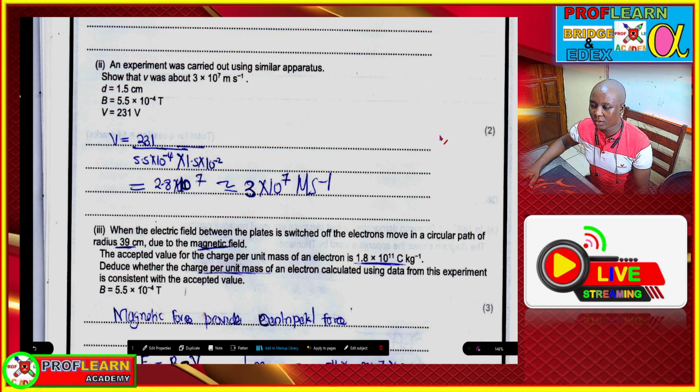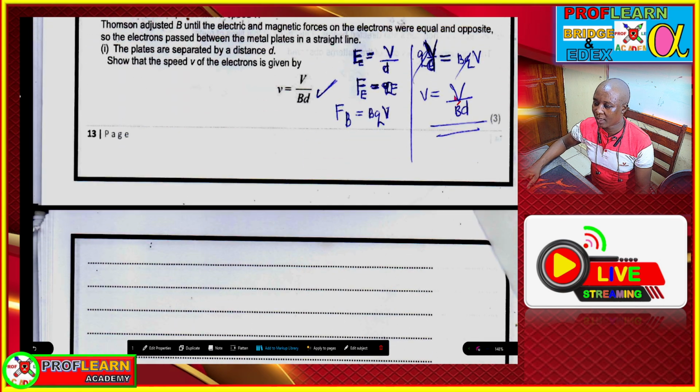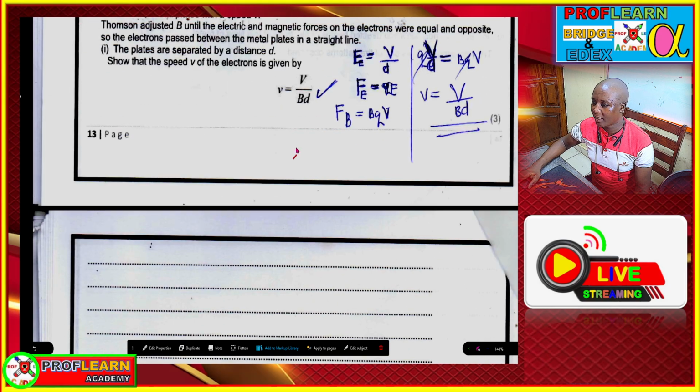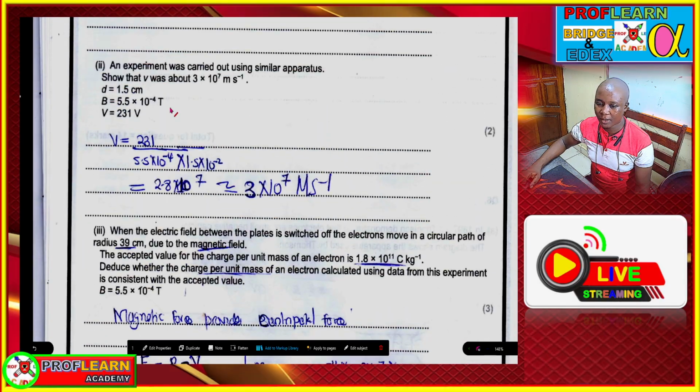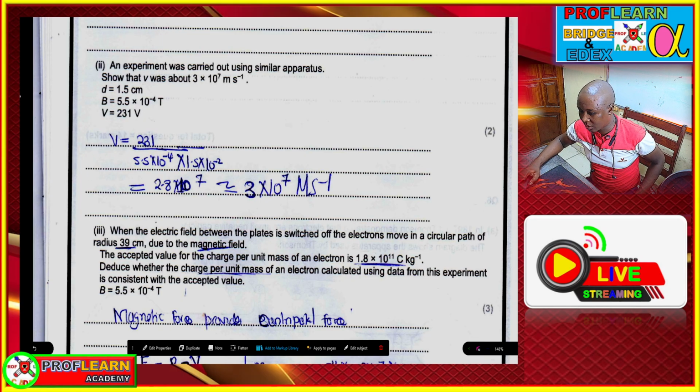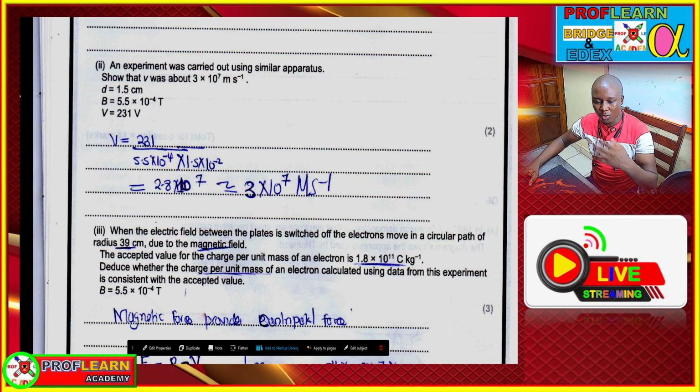An experiment was carried out using similar apparatus; show that the v value is this. So you are just going to substitute in this formula that we have here. The potential difference is 331 volts, and then we have the magnetic flux density and the distance there. Magnetic flux density is here and the distance, but you have to remember that distance has to be in meters, guys. You cannot fail just by forgetting that. It's a very basic concept, like correct units. You don't have to fail physics because of just forgetting units.